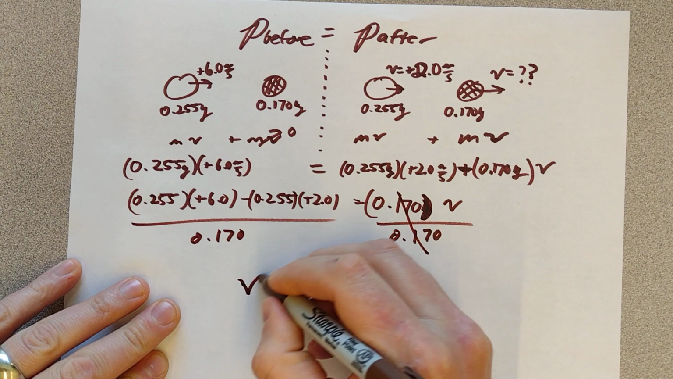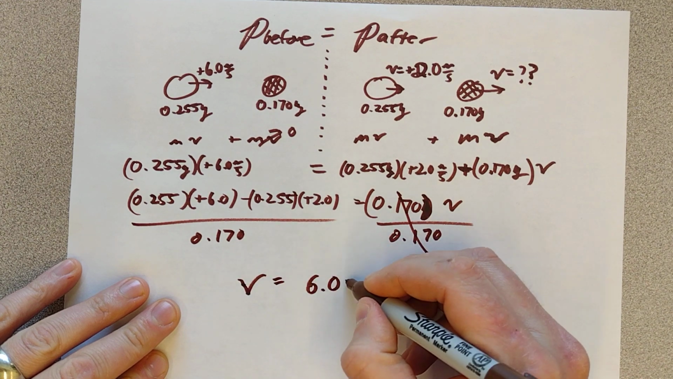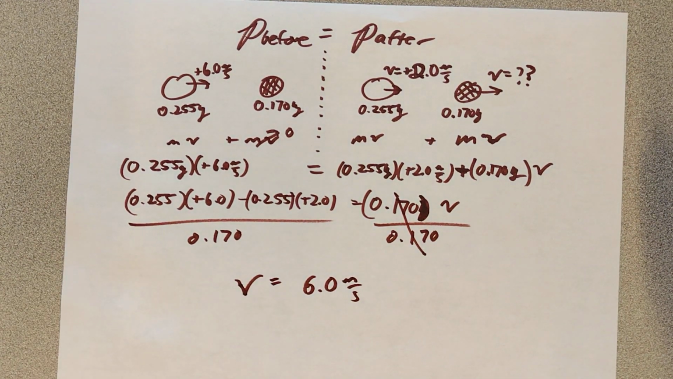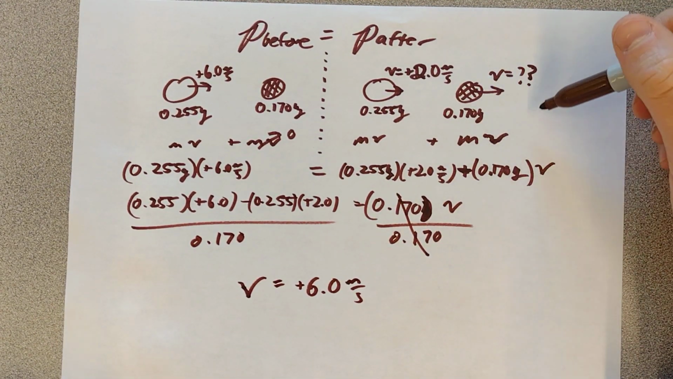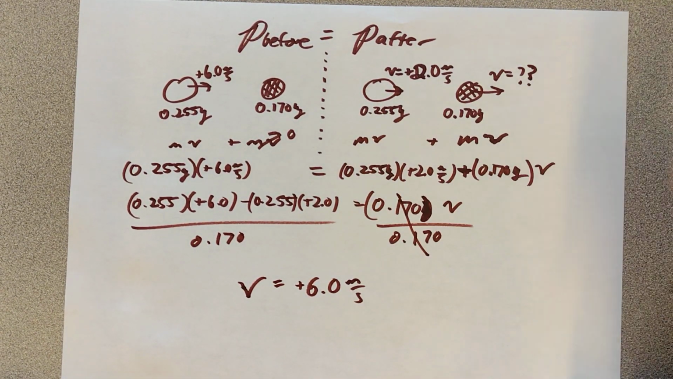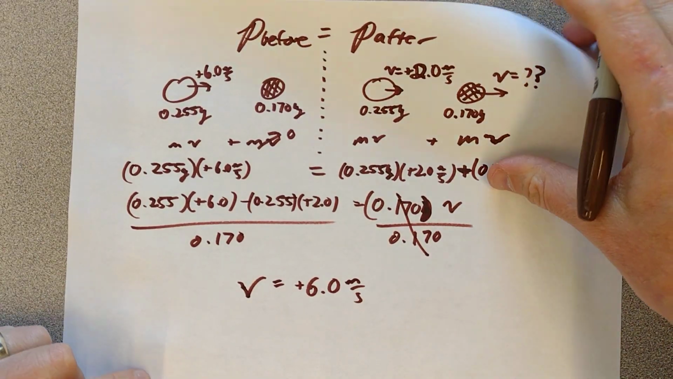Alright, V comes out being 6.0 meters per second. And the answer does come out positive. So that means this one bounces backwards to the right at positive 6 meters per second. Now the last one I want to remind you of is something like we did in class on one of the problems.